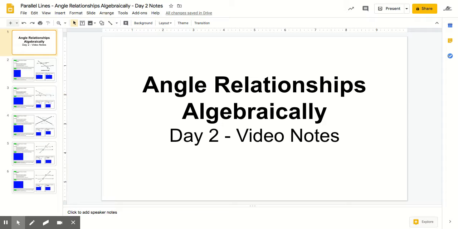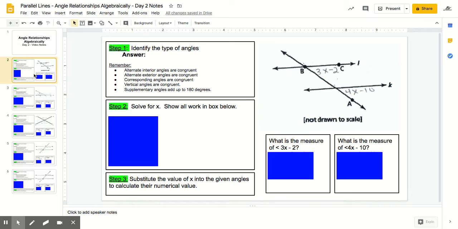Hey everyone, today you are going to continue with finding the measures of angles algebraically. So you will be creating multi-step equations in order to do so. The assignment today looks very similar to what you did yesterday. You were going to follow the same steps and type in all of your work and your answers in the text boxes. The only difference is the angle measures that we're going to be finding.